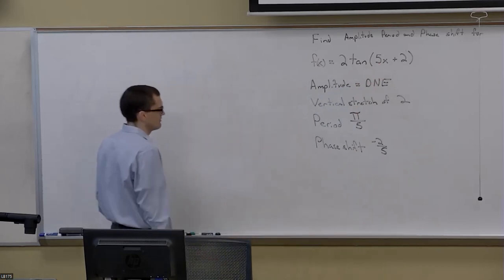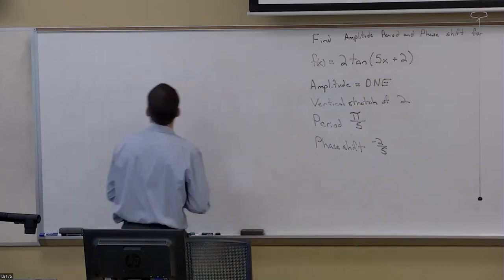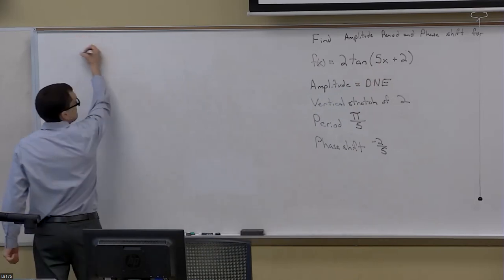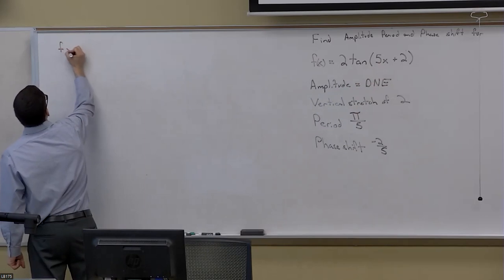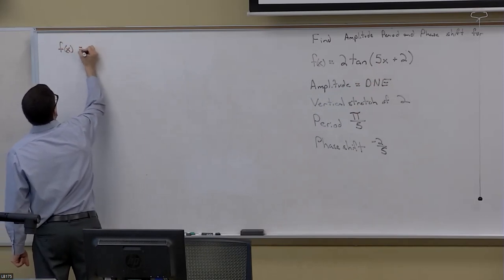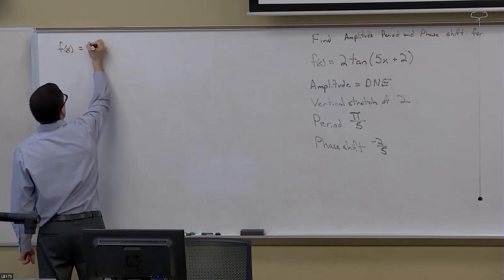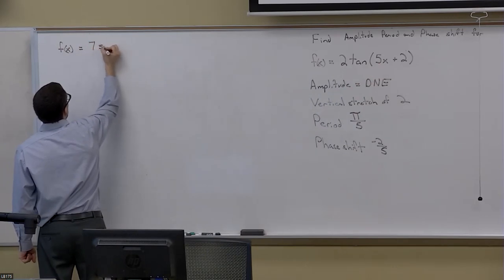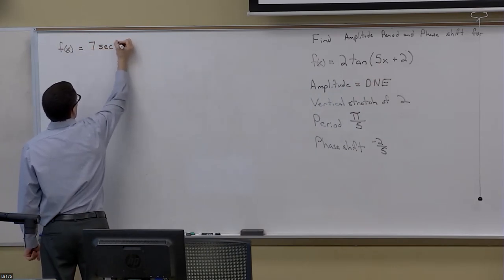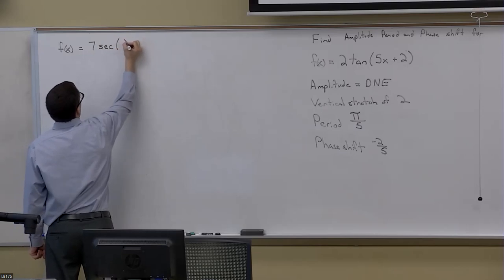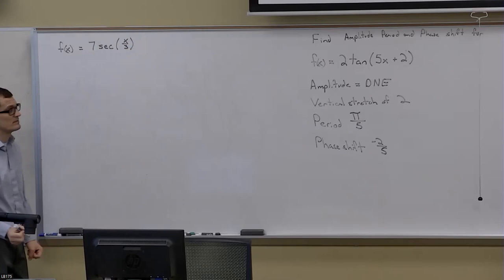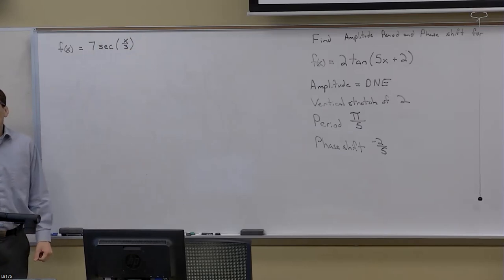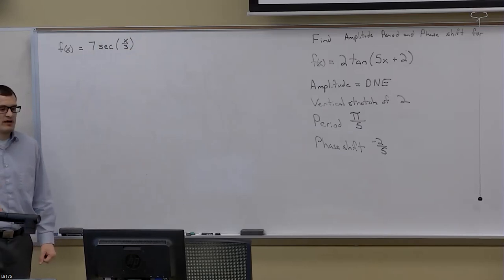Oh, we haven't done one. Maybe I should do one of these. Let's do one more, I guess. Amplitude, period, all that stuff. If I have 7 times secant of x over 3. We haven't done one with secant. We haven't done one with a division yet either.